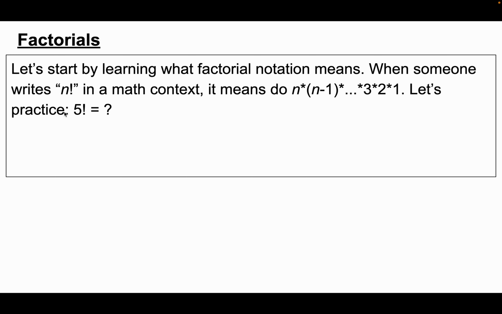I'll give you a second. You should pause the video here. And then coming back together, there's an easy way to calculate this in your head. 5 and 4 is 20, 3 and 2 is 6, so our answer is 120.